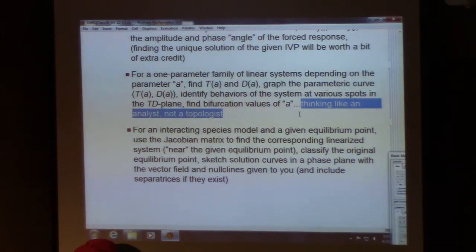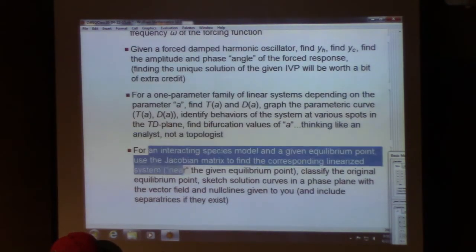Thinking like an analyst, not a topologist, meaning making a distinction between spiraling and not spiraling. That's an important distinction for us. When you cross the repeated root parabola, we're considering that to still be a bifurcation. A topologist would not, okay? Because to them a sink is a sink whether it's spiraling or not. But to an analyst, the distinction between spiraling and not spiraling is important. And then here's the problem about the Jacobian matrix.